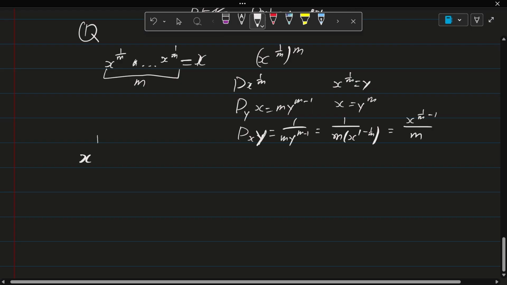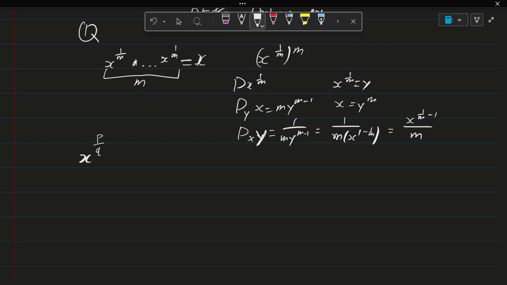Let's state x to the power of p over q. Looking at this straight away, we see that we could separate this into x to the power 1 over q, to the power of p. So if we take the derivative of x to the power p over q, we would get the derivative of x^(1/q) to the power of p. One method to solve this is by using the chain rule itself. So let's use the chain rule straight away.